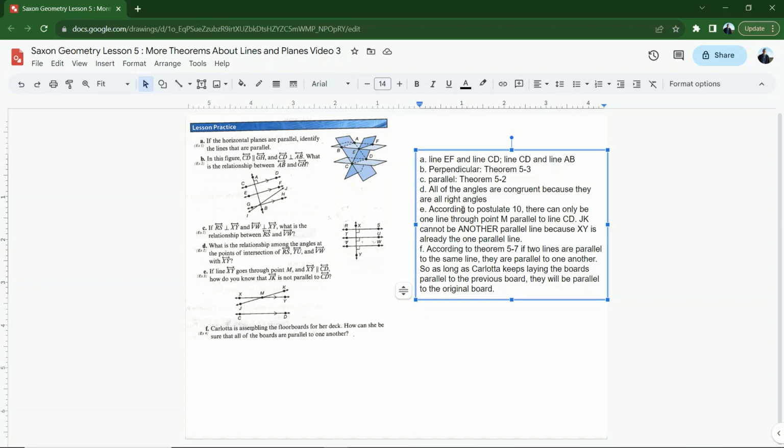So the book says if all adjacent boards are parallel to each other, the boards will also be parallel to one another. All of them will be parallel to one another according to that transitive property of parallel lines. And that is how you answer these kinds of questions. Notice that I regularly went back to our original postulates and theorems, and that's what you should do too as you answer questions for lesson 5.